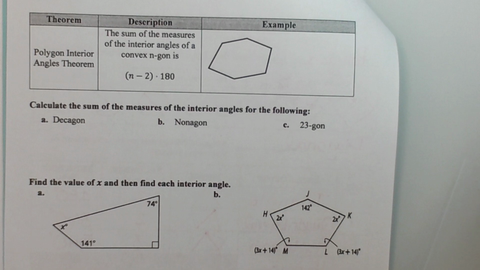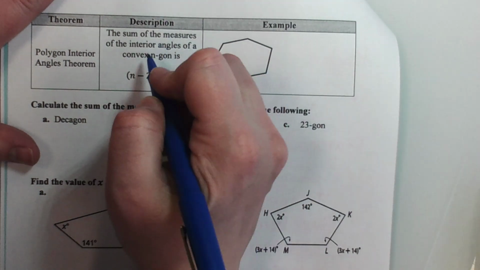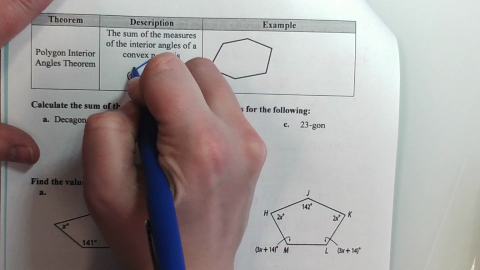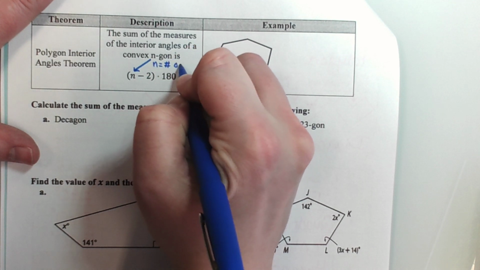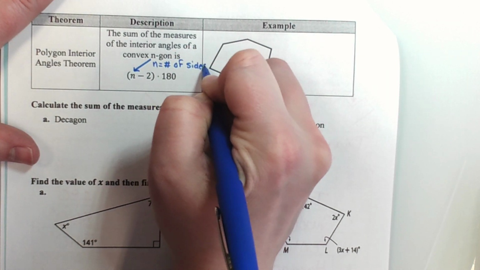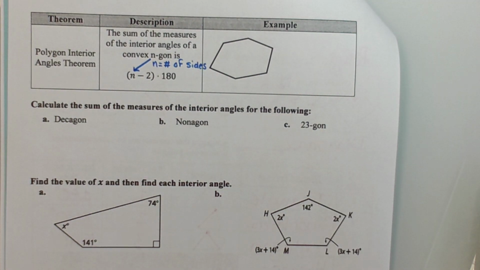So today we're going to be working with the polygon interior angle sum theorem, which says the interior angles of a polygon will add up to (n minus 2) times 180, where n is the number of sides. That is how you find the interior angle sum of any polygon, regardless of how many sides it has. You just need to know the number of sides.